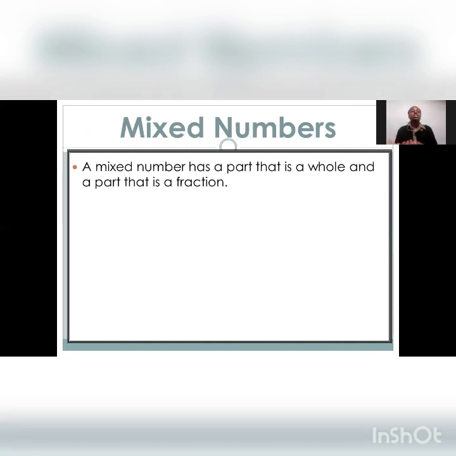Next, we'll look at mixed numbers. Remember, we define a mixed number as having a part that is a whole and a part that is a fraction. So it's a whole number as well as a fraction combined, hence mixed numbers. The whole number is a number and the fraction is a number. So it's a mixture of numbers.